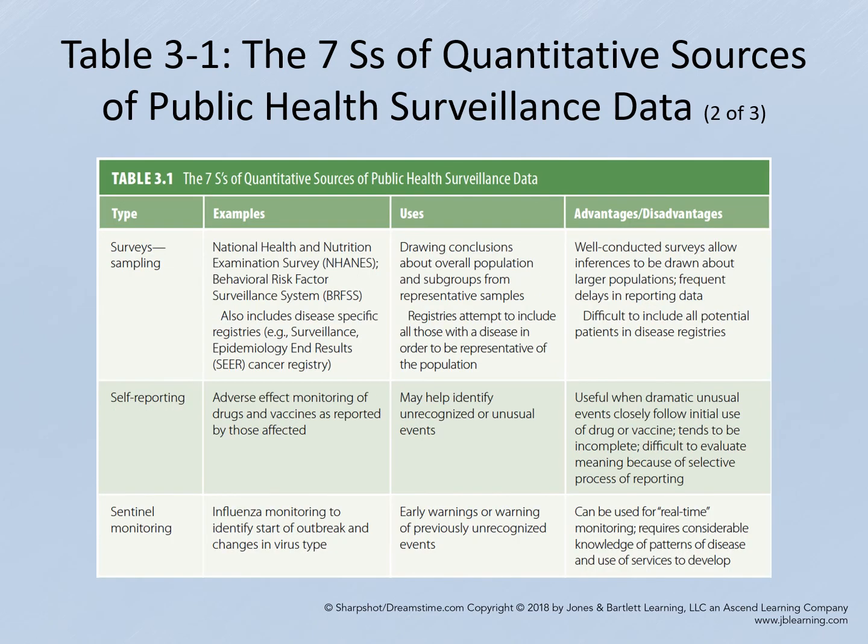Moving on to the next S, that is surveying or sampling. It is on a wider scale. So there are the National Health and Nutrition Examination Survey or the Behavioral Risk Factor Surveillance System. And there are other surveillance systems as well. So what are the main uses? They are drawing conclusions about the overall population and subgroups from representative samples. So these registries attempt to include all those with the disease in order to be representative of the population. The major advantage is that well-conducted surveys allow inferences to be drawn about the larger population.